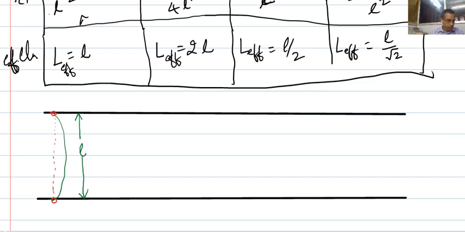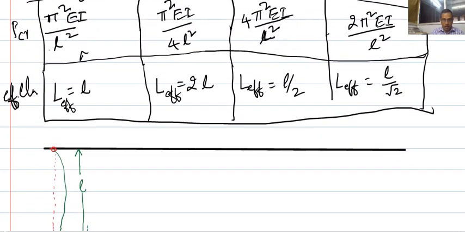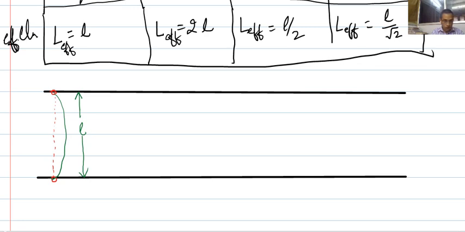Now, if I take, let us say, the second case, which is fixed free. What is our second case? Fixed free, right. So now my second column will be like this. This is fixed, and it is free here. Free means not hinge, please do not misunderstand.